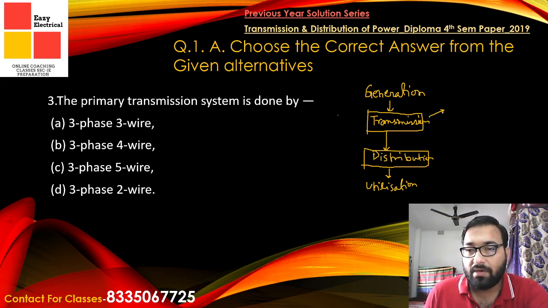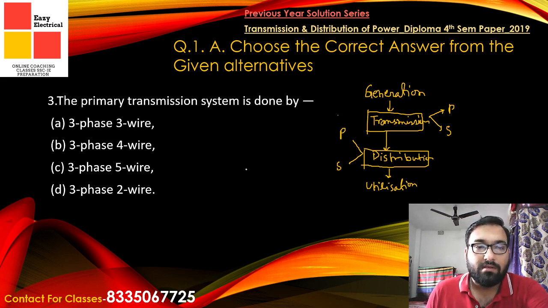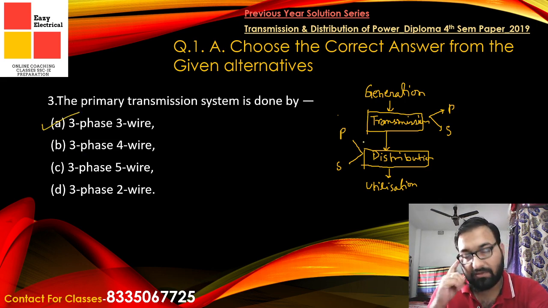Here transmission we divide into two parts: primary transmission and secondary transmission. In similar lines, we have primary distribution and secondary distribution. Now out of the following options, the true option is 3-phase 3-wire, because we generally transmit the power in 3-phase 3-wire mode only.